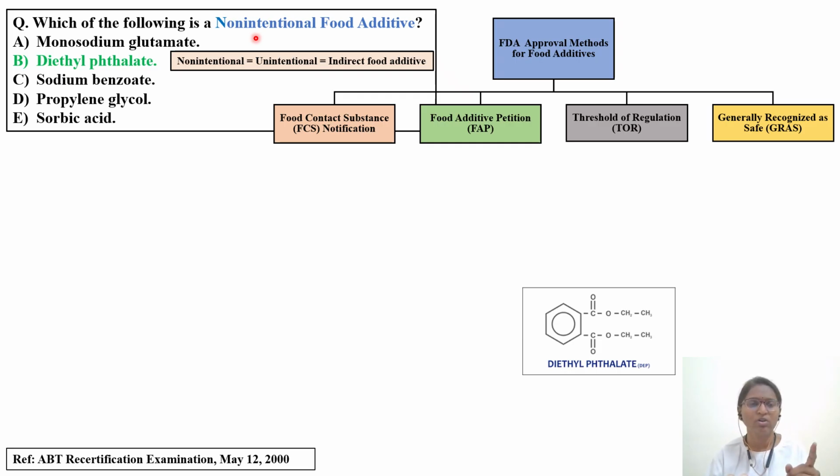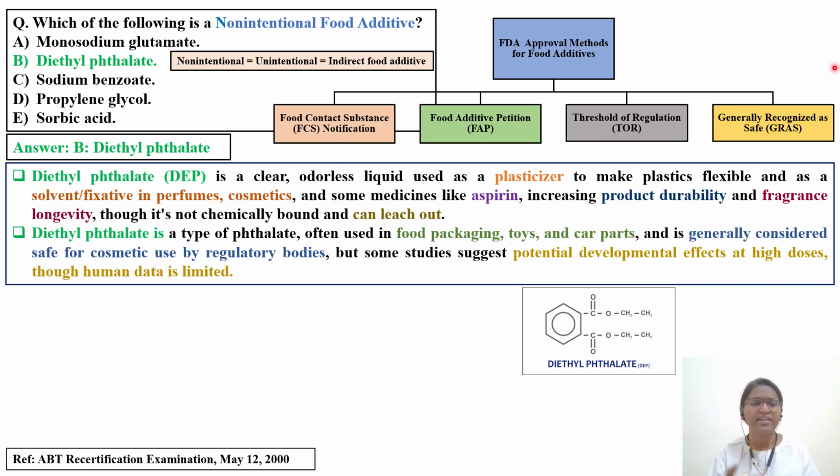So the options, again I'll repeat the question. Which of the following is a non-intentional food additive? Option A monosodium glutamate, option B diethyl phthalate, option C sodium benzoate, option D propylene glycol, and option E sorbic acid. The right answer, in the green text, is diethyl phthalate. So first we will understand something with respect to diethyl phthalate.